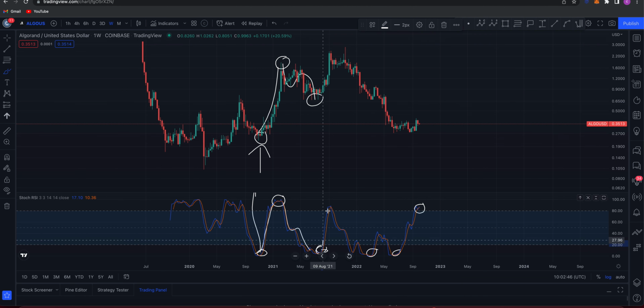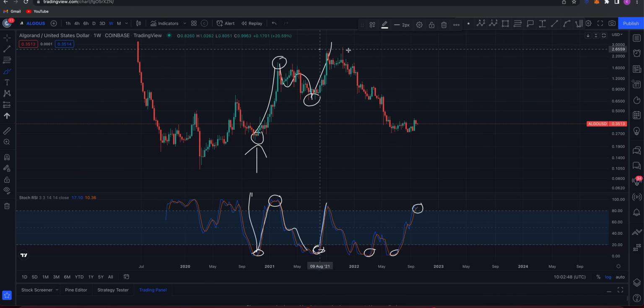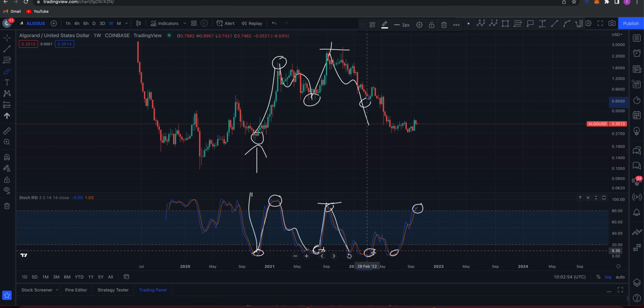Buy opportunity, ride the wave up, sell opportunity. Okay, come back down, buy opportunity. Okay, buying opportunities. So you could basically trade the ranges.